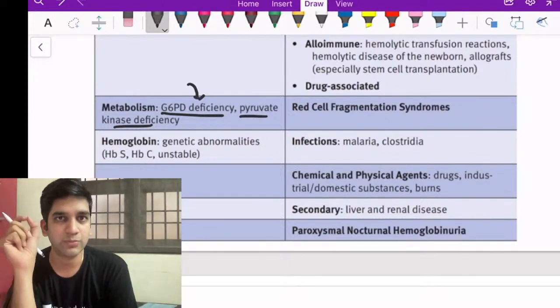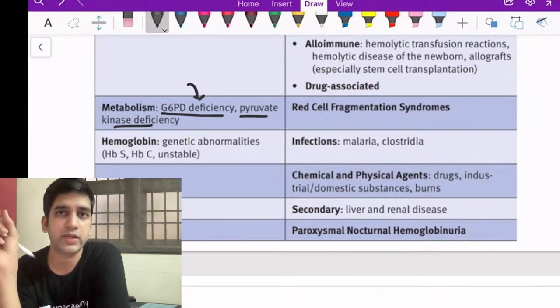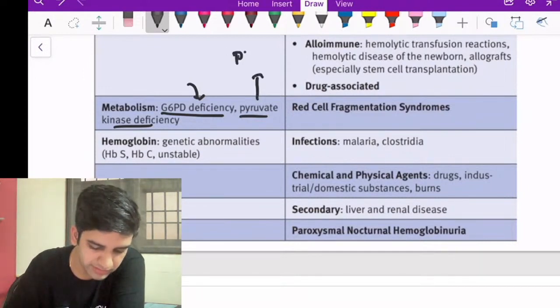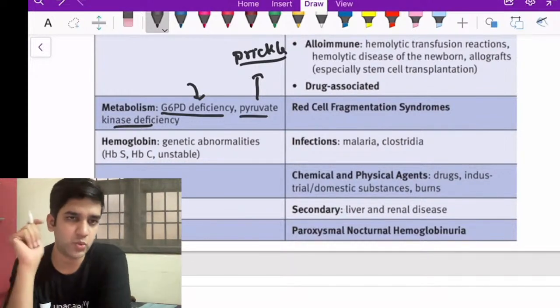I shared that in the Telegram group. We have an image. I don't have that image now. If you have time, just go and have a look at it. We call it a prickle cell, right? Prickle cell is diagnostic of pyruvate kinase deficiency, and we'll look at G6PD deficiency soon, fine?